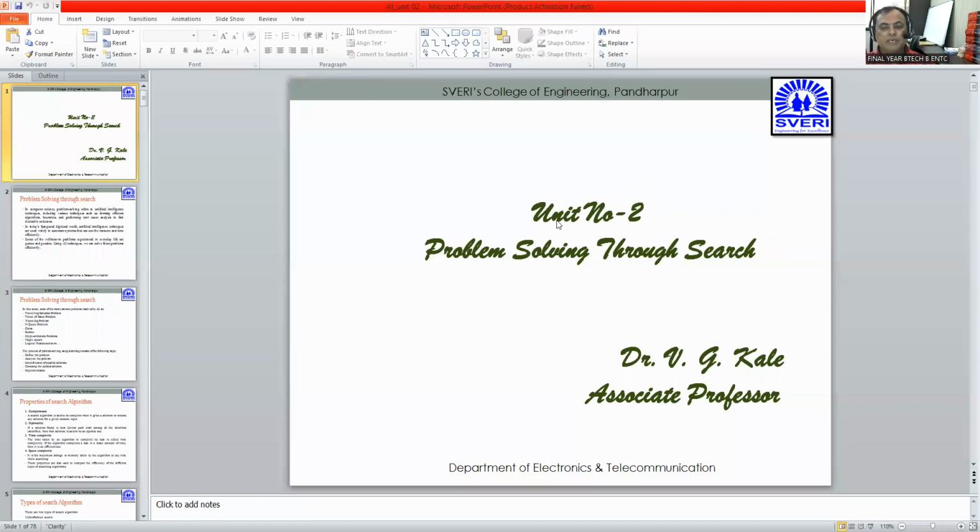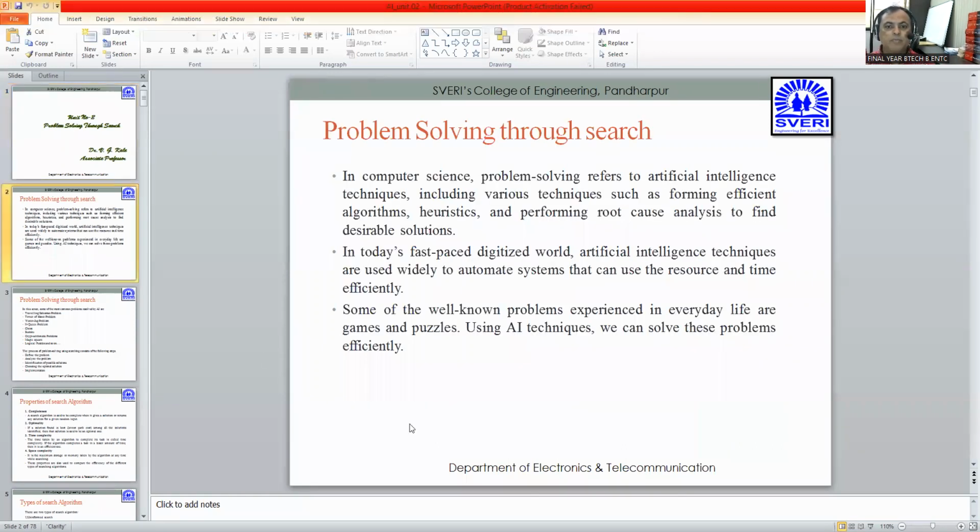So we started with unit number 2, which was about problem solving through search. We have seen different search techniques in this unit. So let us see one by one what we have seen. Where is the problem solving through search method utilized? That is the most important thing.